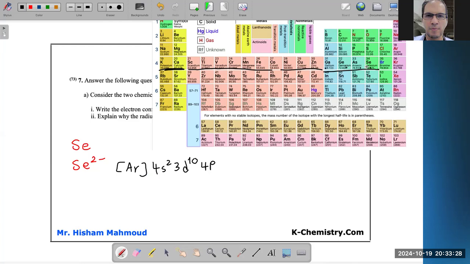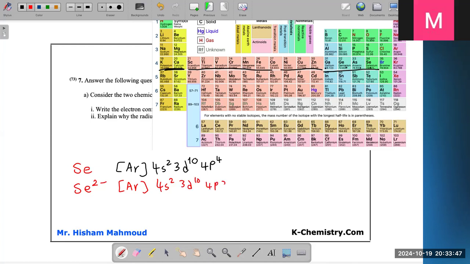1 2 3 4, right? Okay, if I need to make Se2 minus, I will add electrons or remove electrons? Add electrons. So it will be 4s2 3d10 and then 4p6. Very good.